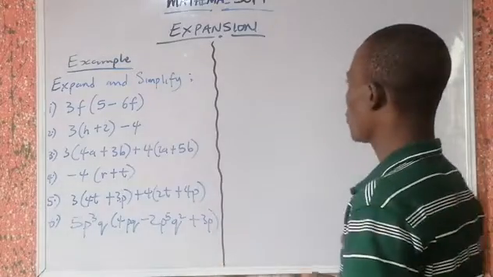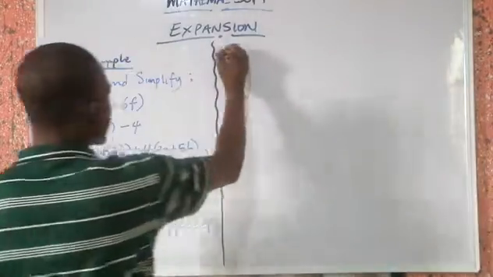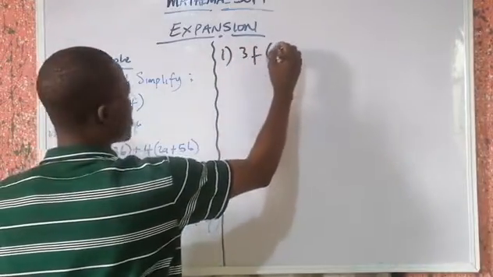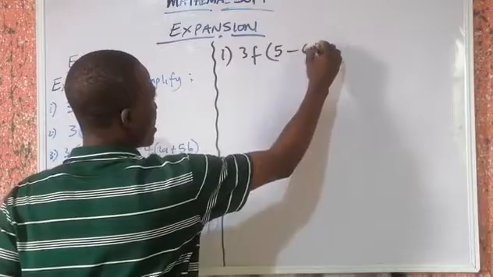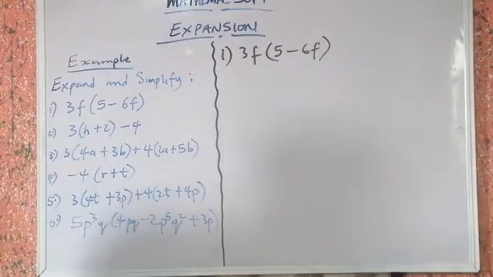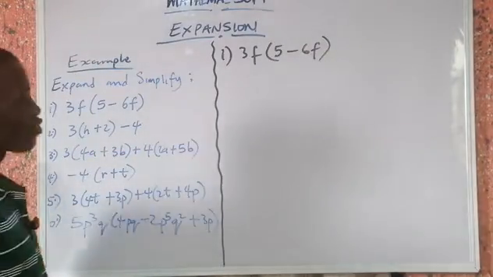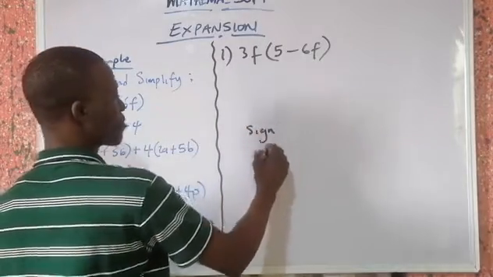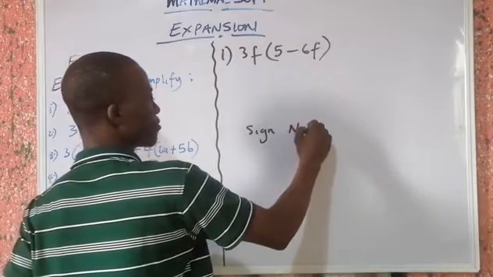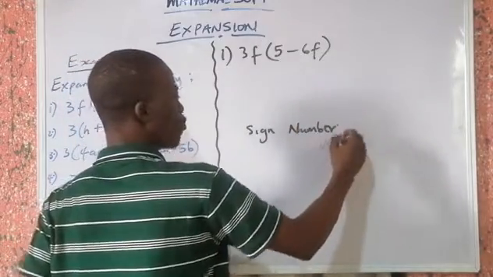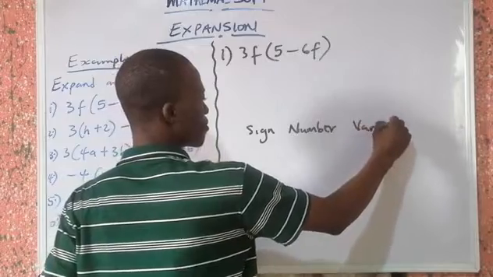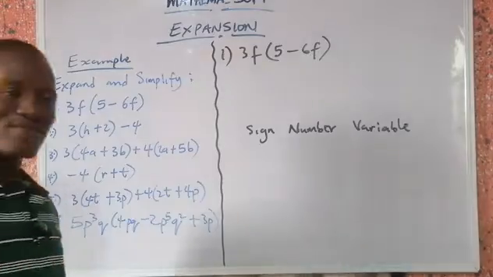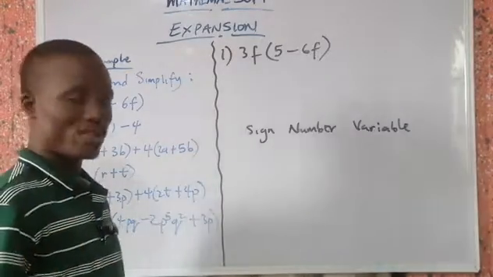So, question number 1, we have 3f bracket 5 minus 6f. So in mathematics, you must recall that we deal with sign, we deal with number, and we deal with variable. This should be your focus. By variable, I mean the alphabets that we normally use as the unknown.